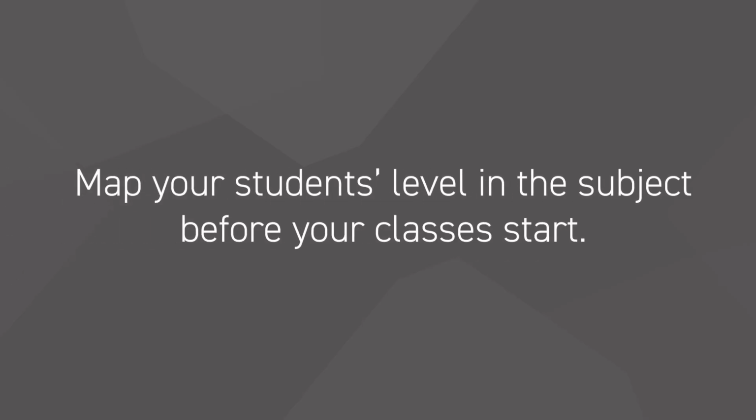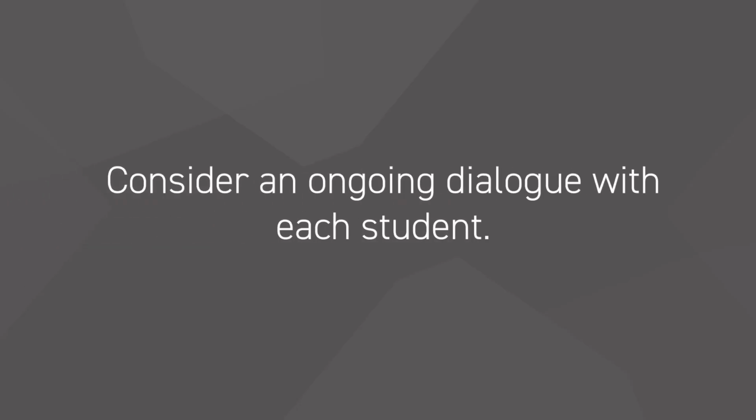If you have the possibility, map your students' level and the subject before your classes start. This can give clues if the intended learning result can be reached. Consider an ongoing dialogue with each student. This means to have short individual meetings between the teacher and each student where you discuss the student's learning progression. You ask the students what his or her goals are and where you can help. Regular meetings are an opportunity to sense to what extent the learning goals have been achieved or not.